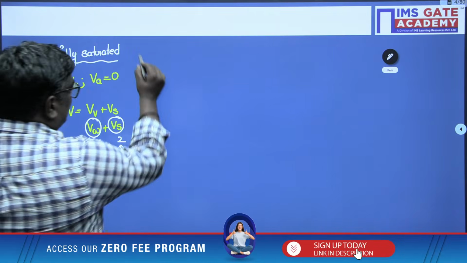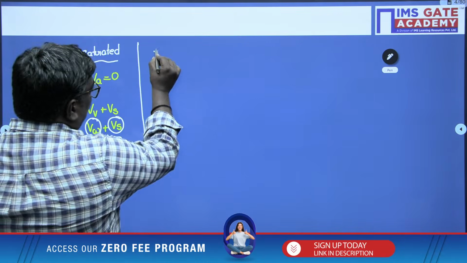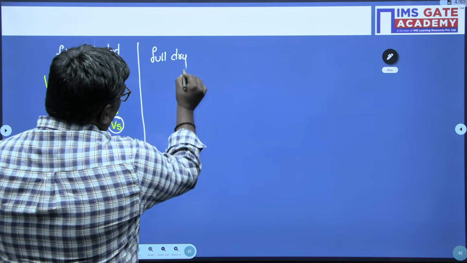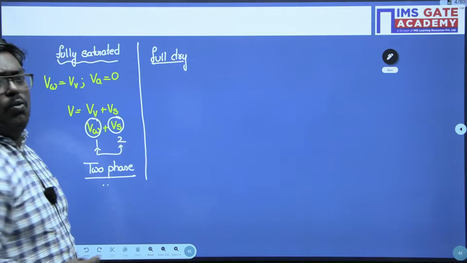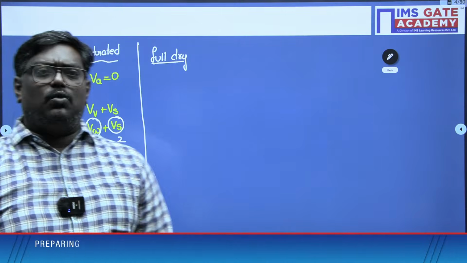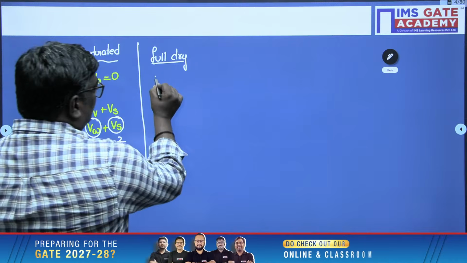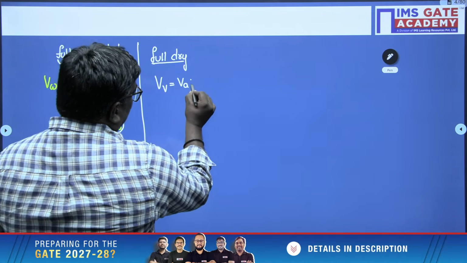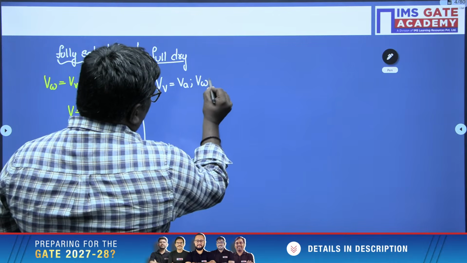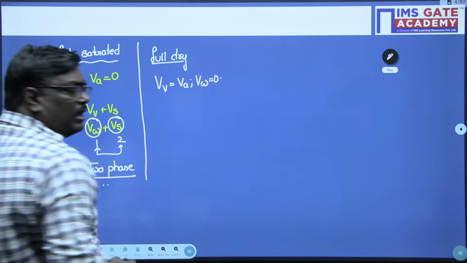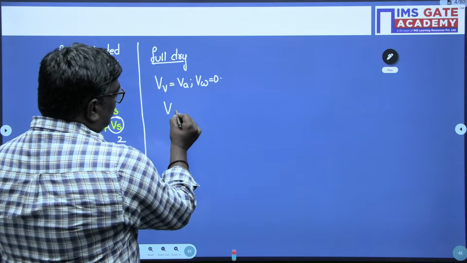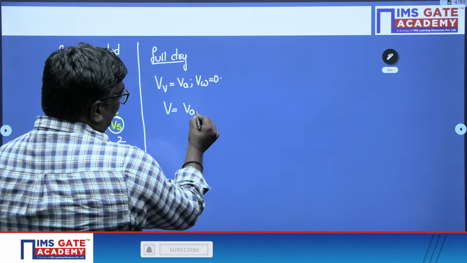And even if I consider fully dry soil, in the fully dry state the voids are completely filled with air. Sorry, I said water earlier. So in a dry state, the volume of water will be 0. Here the total volume can be taken as the volume of air plus the volume of solids.